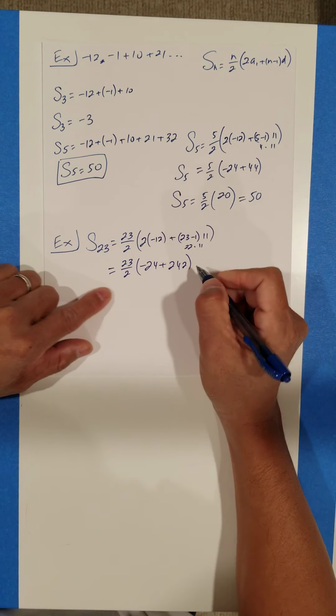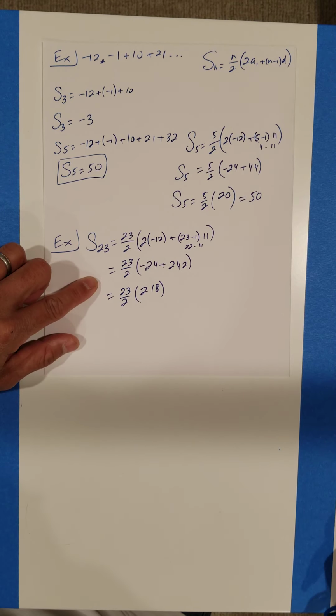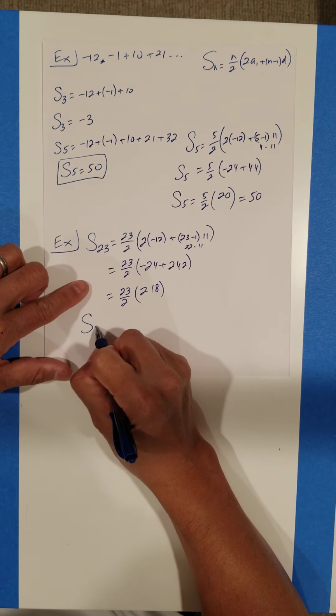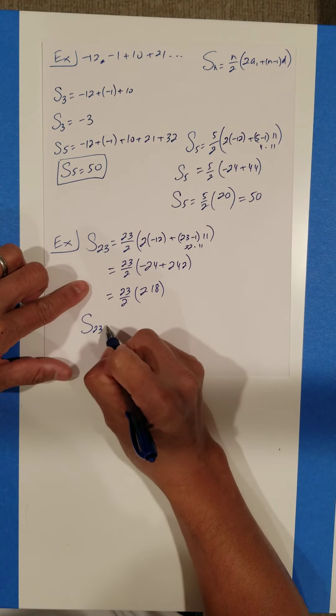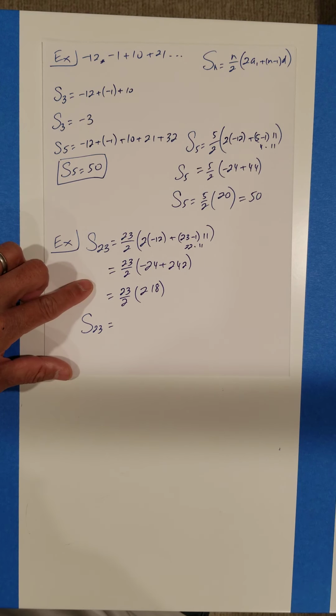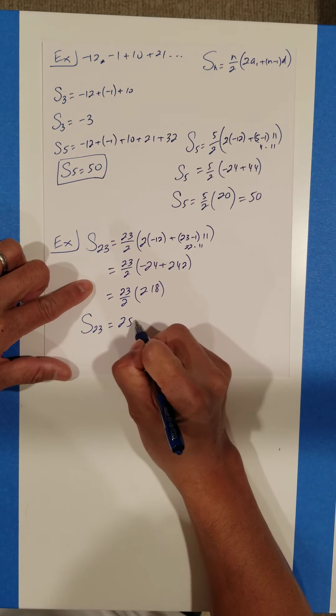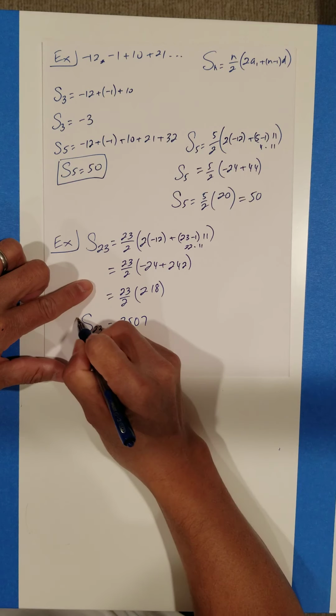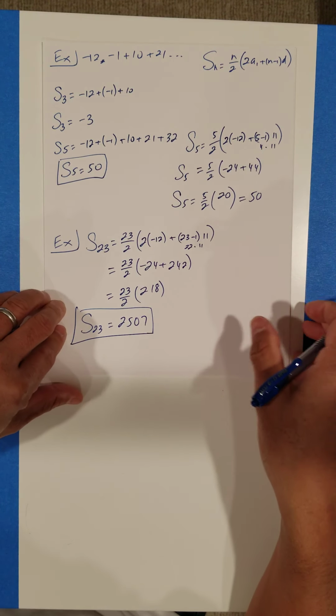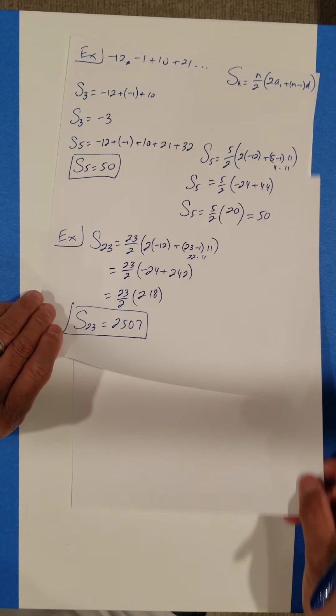So 23 over 2. Okay, when I add this, it's going to be 218. Okay, so just now maybe I need a calculator then. Okay, so when I multiply that out, I'm going to get 2,507. That's my S23.